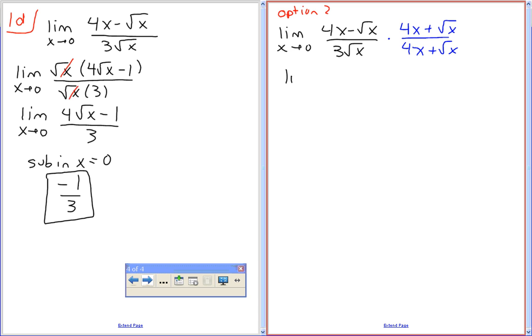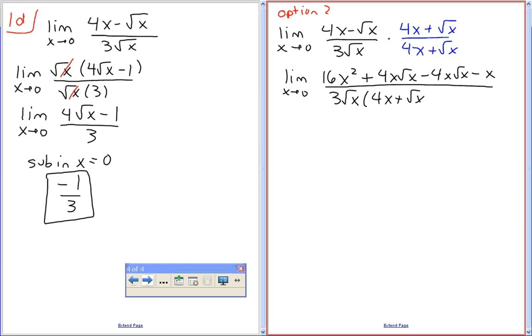Okay, this turns into, I want to go through this quickly, guys, because we got lost in it. This is 16x squared plus 4x root x minus 4x root x minus x all over 3 root x times 4x plus root x, which turns into 16x squared minus x all over 3 root x, 4x plus root x. All right, if you get to this stage, you're probably saying, yuck, that looks like a lot of messiness, which it is. Can I get somebody to give me the brilliant solution at this point?